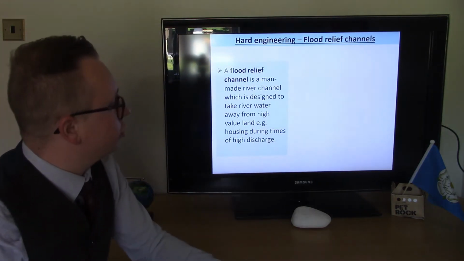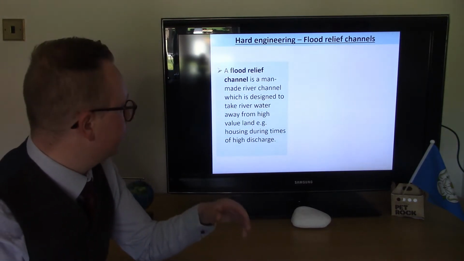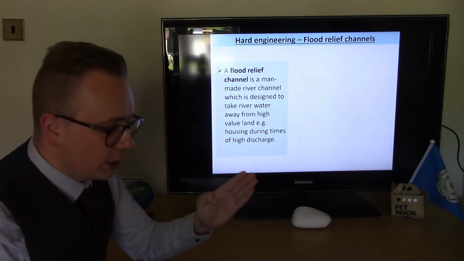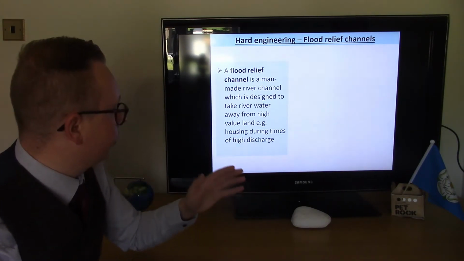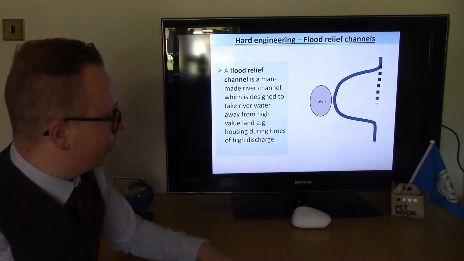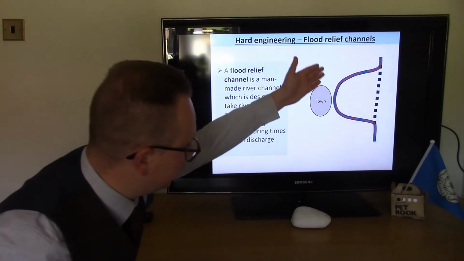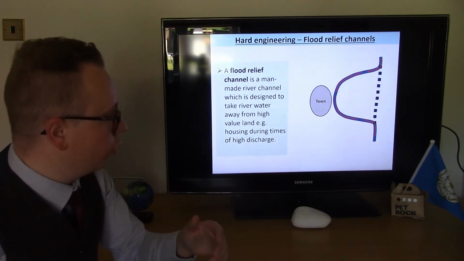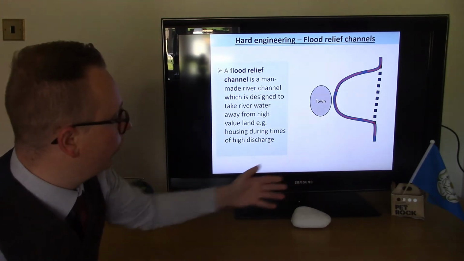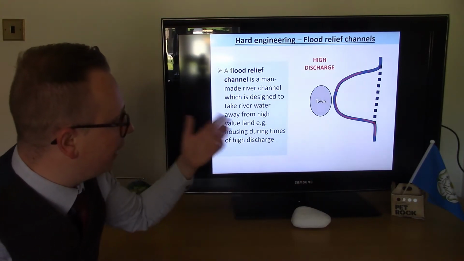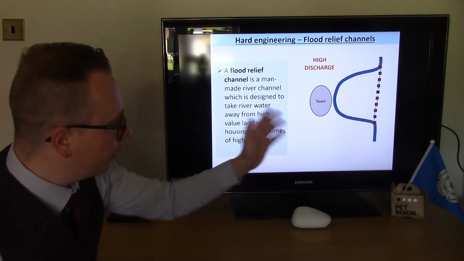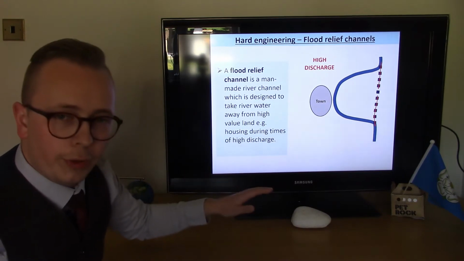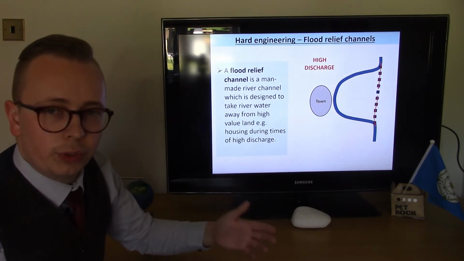And our last hard engineering strategy is flood relief channels. This is also quite similar to channel straightening, where we're creating a straight river course to avoid high value areas. So here's our town again with our meander. And here we can see we've got this flood relief channel. This is a channel that's only used in times of flood, and we can control that. So we can see the red arrows showing the normal flow of the river, but during a time of high discharge we can divert the flow, open a gate and allow water through that flood relief channel, avoiding the town and reducing the flooding there.